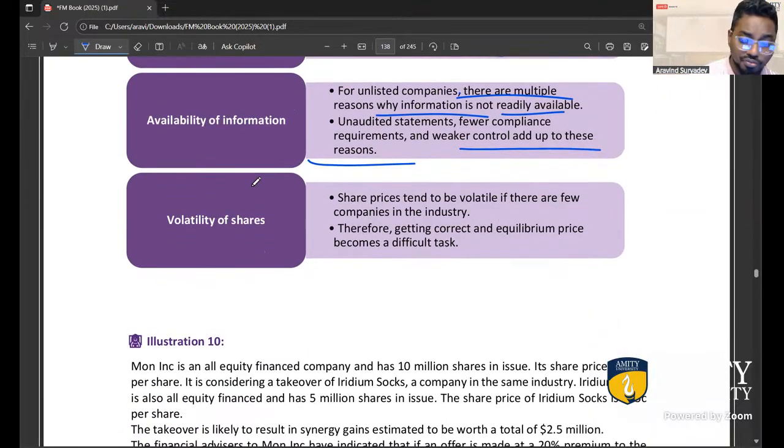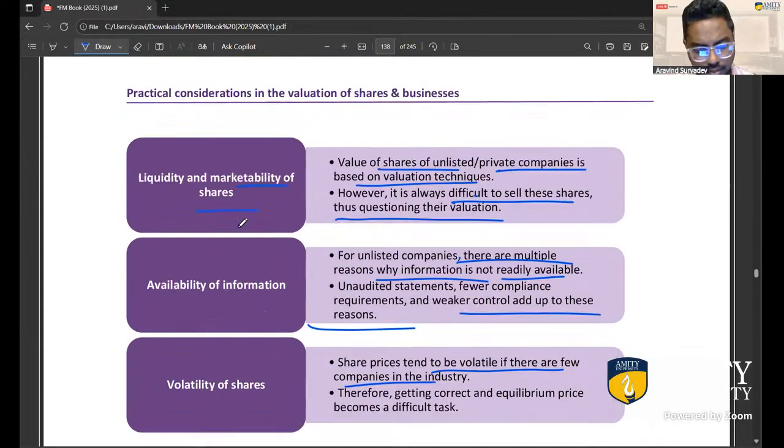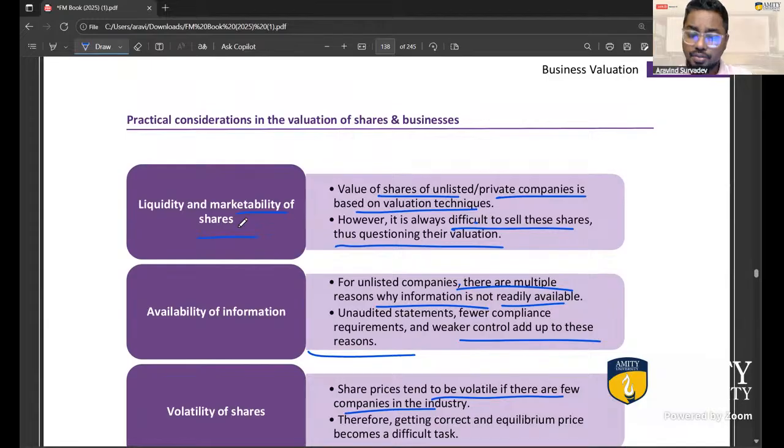Then volatility of shares, as share prices are very emotional. Share prices tend to be volatile if there are few companies in the industry. Thus, getting correct and equilibrium prices becomes a difficult task. If there are few companies in the industry, the average share price in the industry is also going to be very volatile. I may not be able to use any proxy values quite clearly. So these are the problems with valuations of shares and businesses.